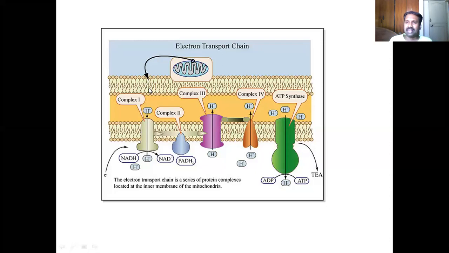Like any cell membrane, the organelle's membrane is also a plasma membrane. You have those lipid bilayers, that's a membrane. So the electron transport chain is nothing but a set of membrane-bound proteins or membrane-bound protein complexes.